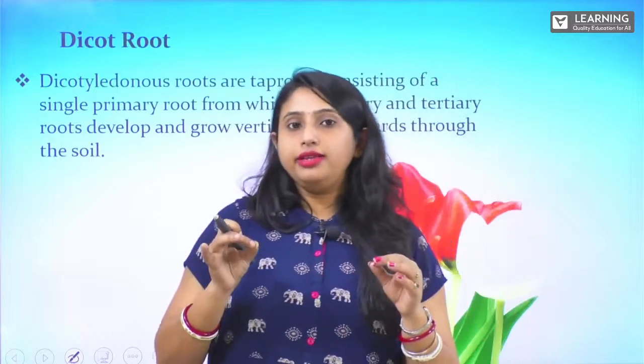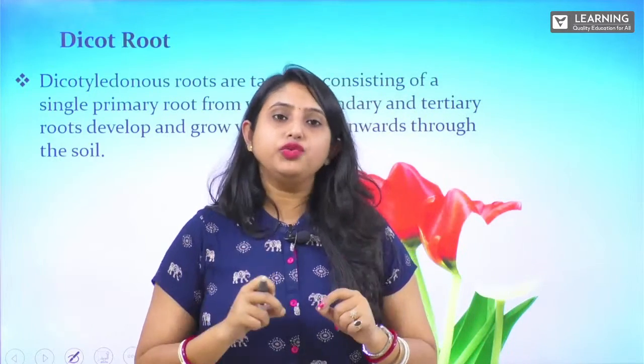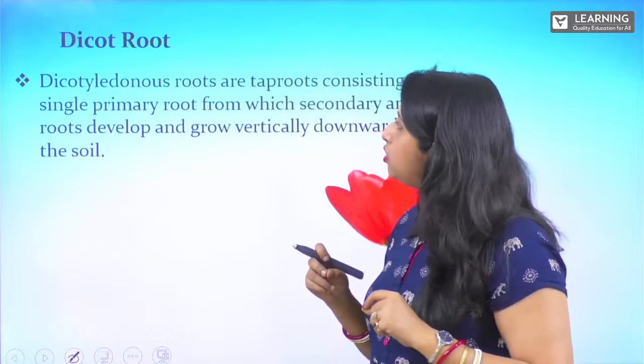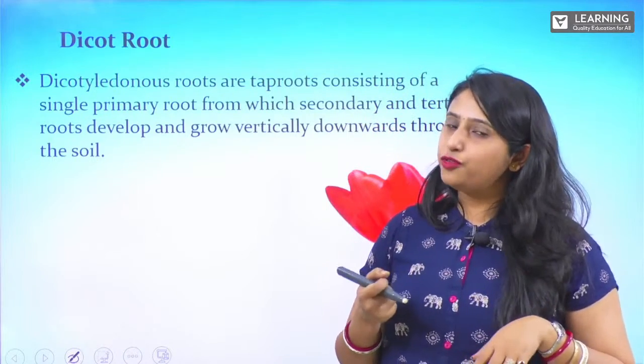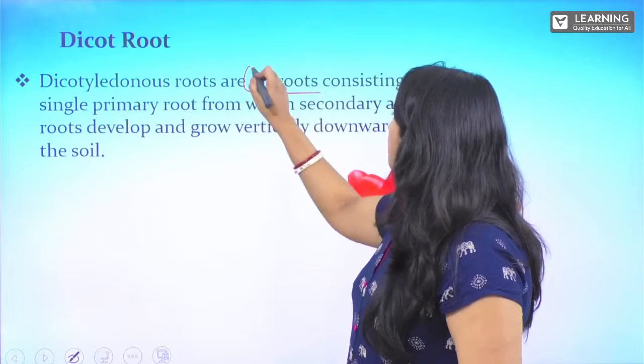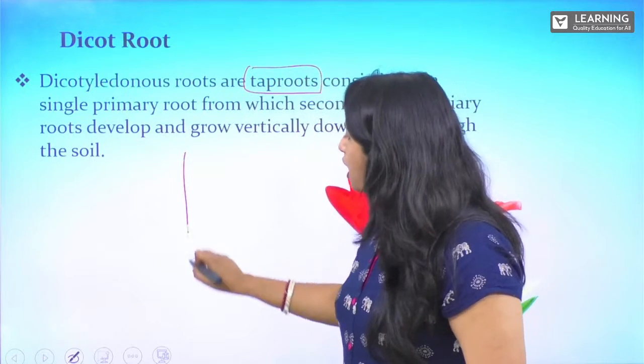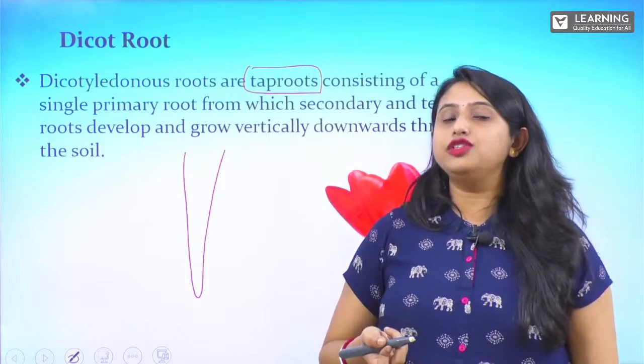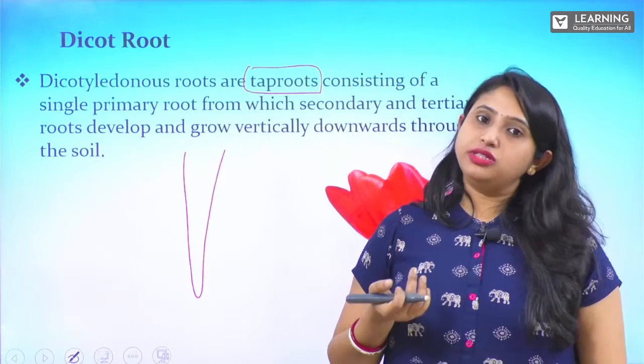Where do you find the dicot roots? Dicot roots, that is the dicotyledonous root, you will see in case of your tap roots mainly, right? So these are the tap roots, isn't it? So how is the tap root? It is formed from the primary root itself, right?